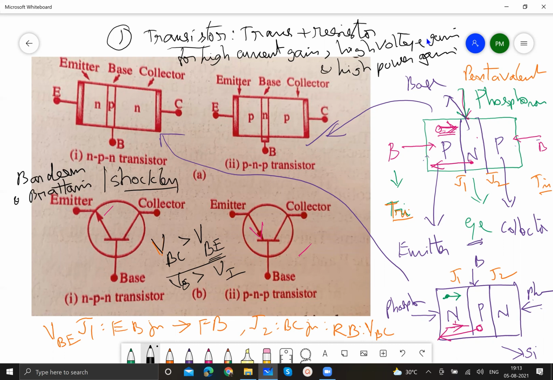So what is a transistor? How many types of transistors are there? And how are the voltages applied across the two junctions? And what are the circuit symbols? That's what we have learned here now. So this is first, what is a transistor? And this is second, how many types of transistors are there? This is third, how they are biased.